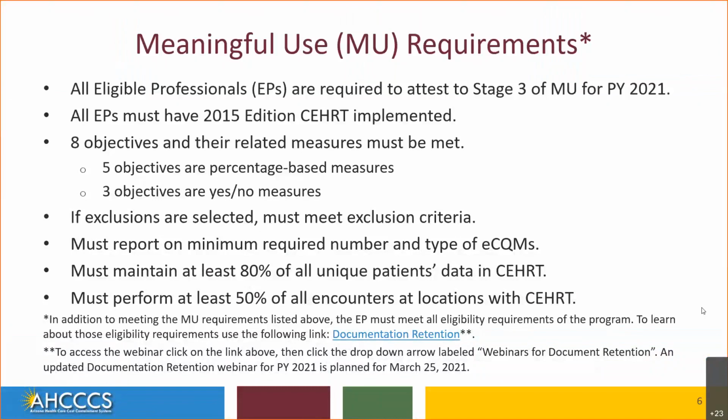If exclusions are selected by the providers, the provider must meet the exclusion criteria. The provider must report on a minimum required number and type of eCQMs. The provider must maintain at least 80% of all unique patient data in CEHRT. And then the provider must also perform at least 50% of all encounters at locations with CEHRT.